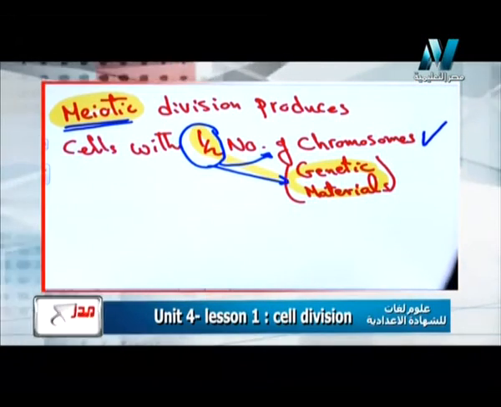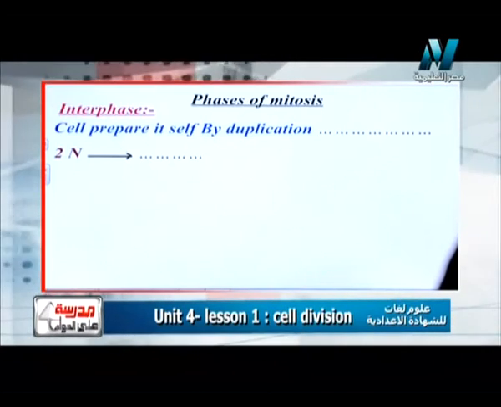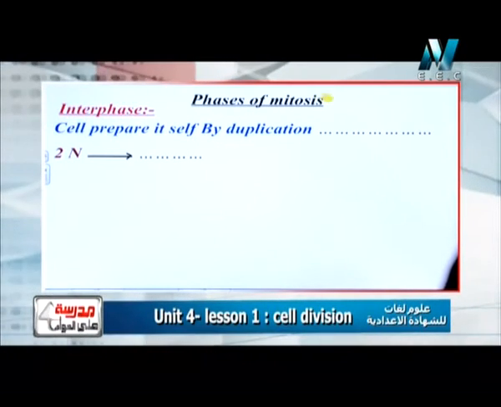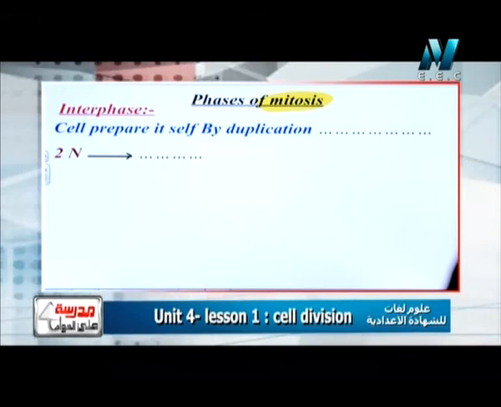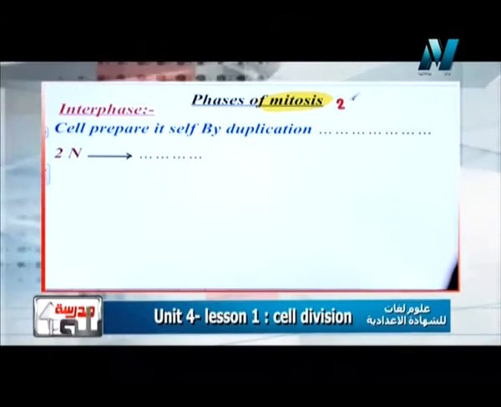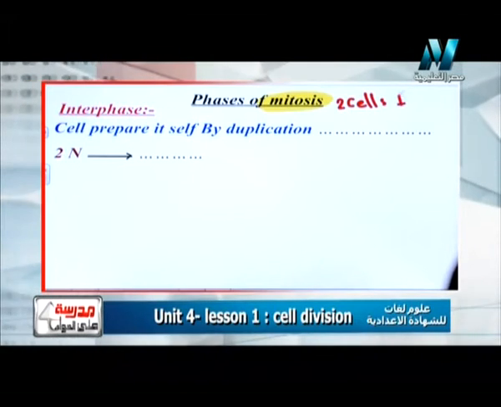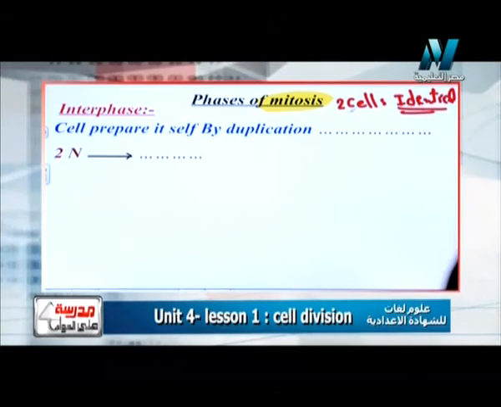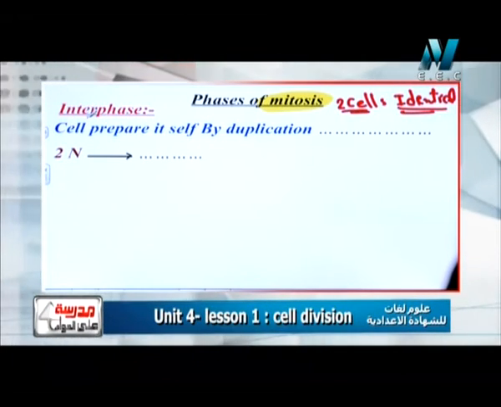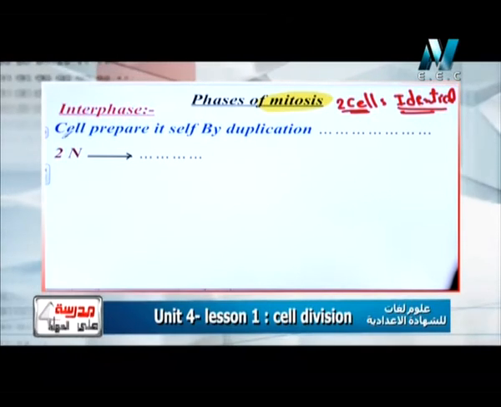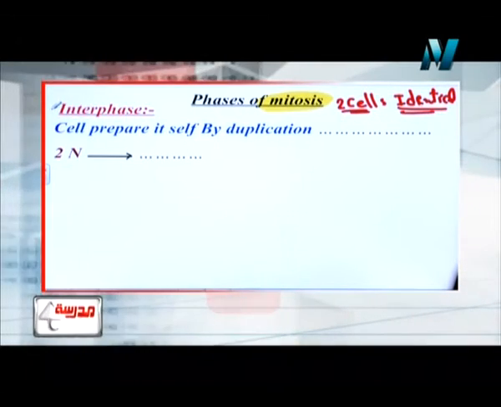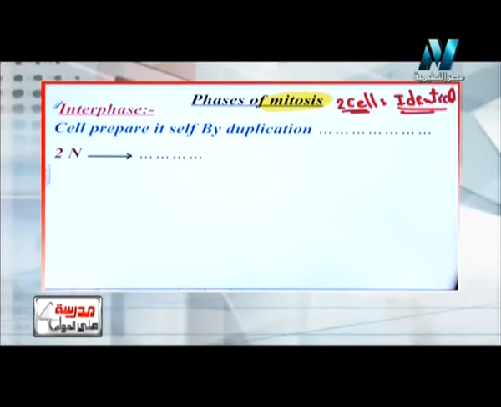Okay, so here we will talk about the first type of division, mitosis division. We know mitosis produces 2 cells identical to the mother cell, an exact copy of the mother cell. But before this division occurs, this division depends on number 1, interphase.